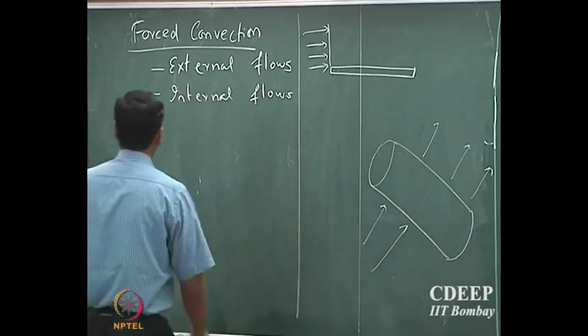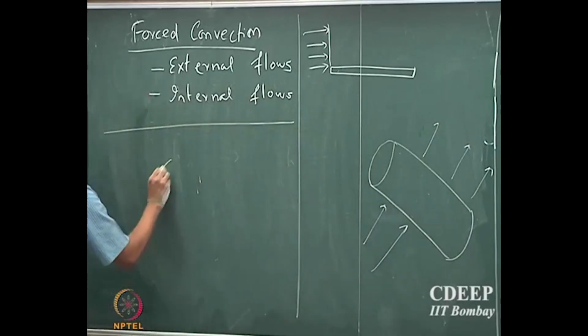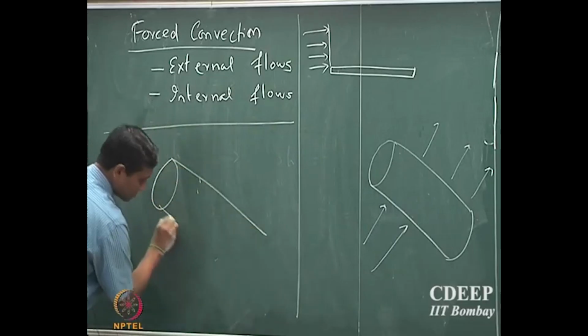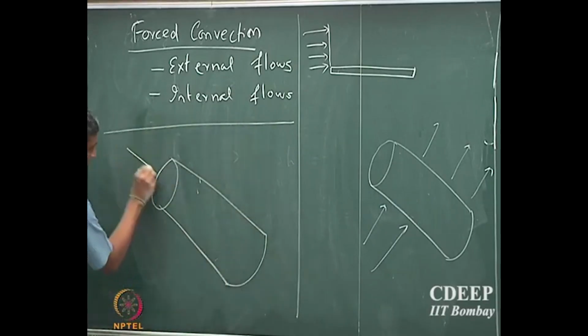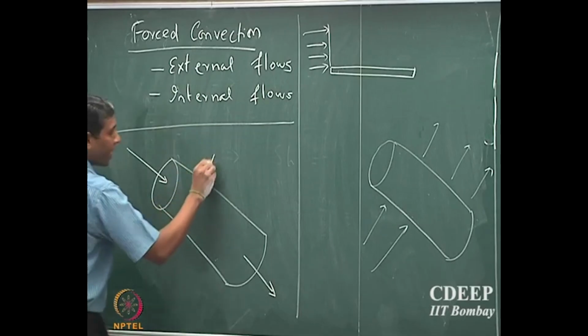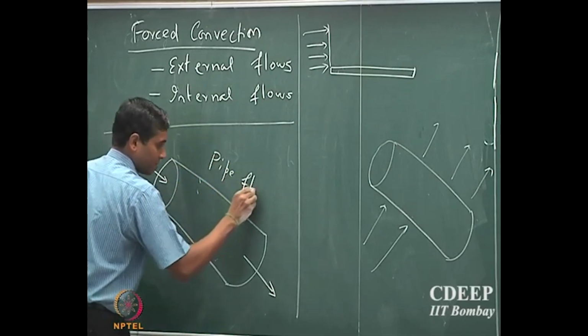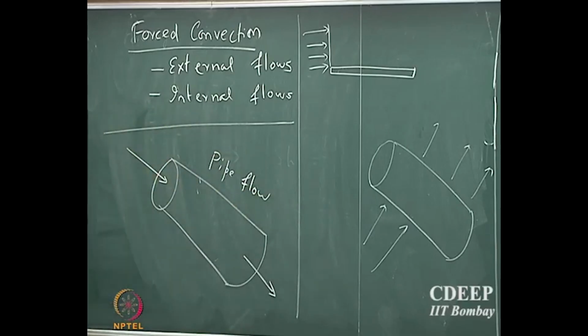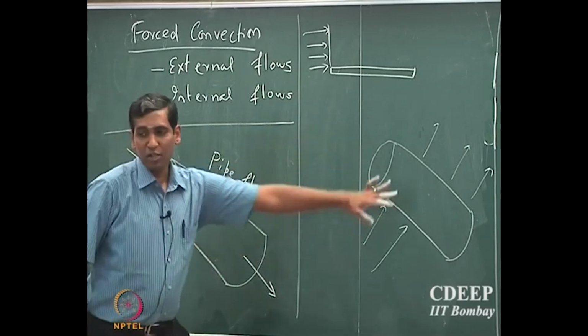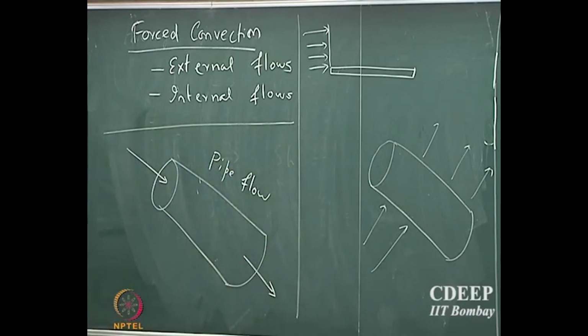Now you could have internal flows, where you could have a cylinder where you have fluid which is flowing through a tube, called a pipe flow. So you can have a pipe flow where the fluid is flowing inside the tube, and you can have various conditions. You can have laminar conditions, you can have turbulent conditions, etc. So we are going to see these three geometries and a few other simple cases in these external and internal flows.